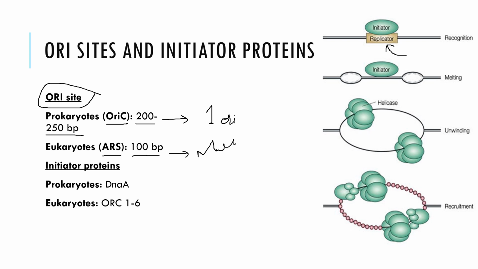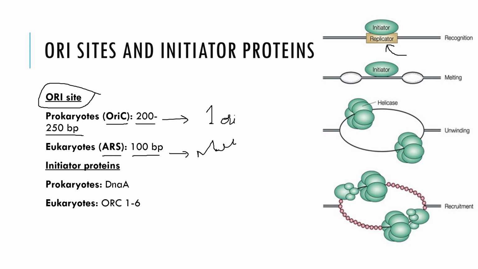So in case of prokaryotes, the ORI site is 200 to 250 base pair long, and in case of eukaryotes the ORI site is 100 base pair long. In case of eukaryotes ORI sites are many in number, and in case of prokaryotes the ORI site is only one in number. So this is the difference between prokaryotes and eukaryotes, and that is a very important difference.